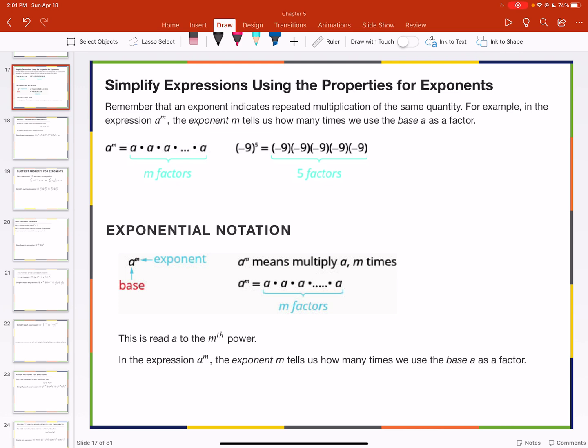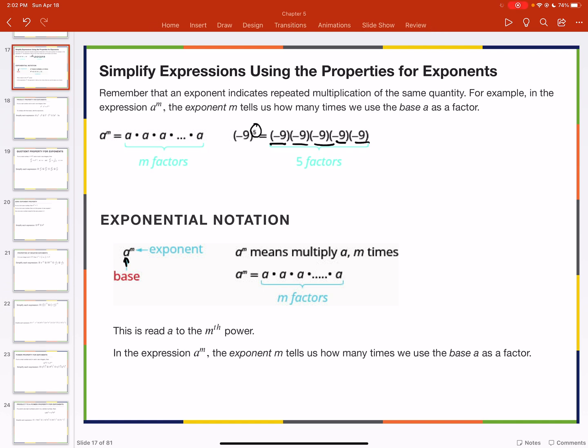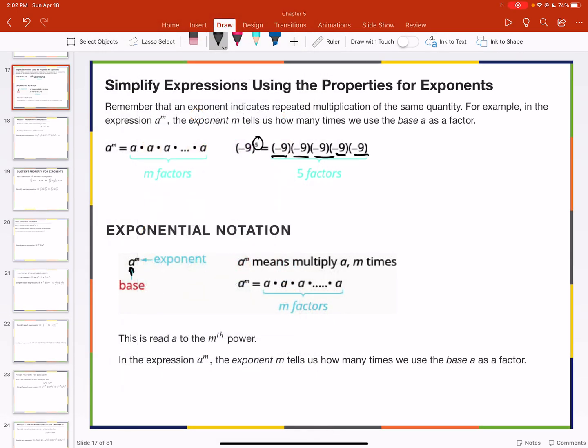exponentiation is repeated multiplication. So let's say, for instance, you have negative 9 to the 5th power. What you're basically saying with this little exponent is multiply negative 9 by itself 5 times, okay? So, it's negative 9 times negative 9, 5 times. So here are parts of the exponent. We call the big number the base, so whatever it is that you're multiplying. And then the exponent is the small number. So any a to the power m means to multiply a m times.